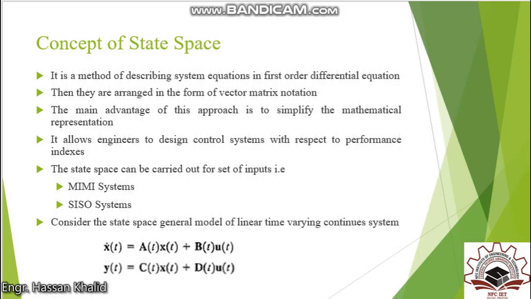And after that, when you represent the whole system, it appears in this form, where x of t represents the first order difference equation, where A, B, C, D are the time varying matrices in this equation, and u of t is the time varying input.